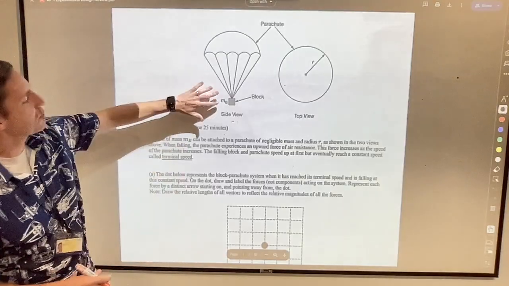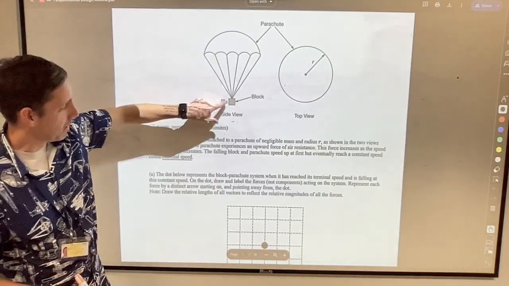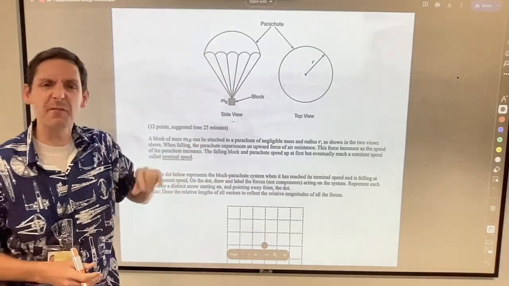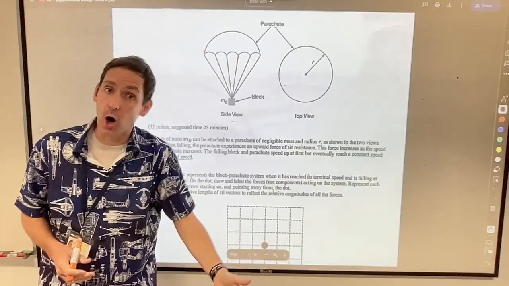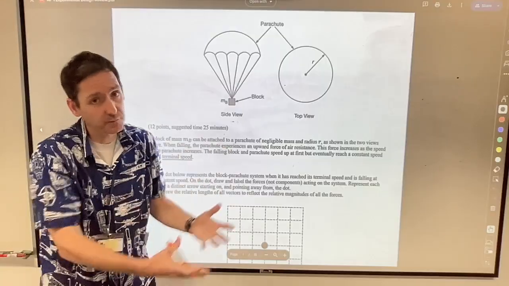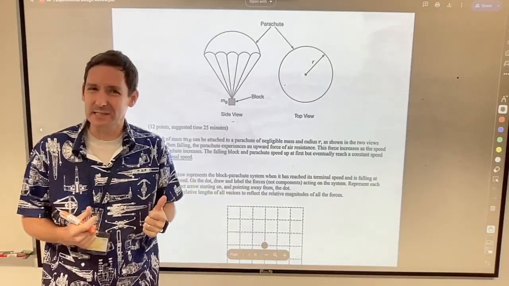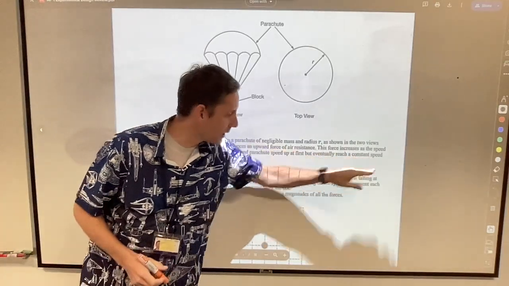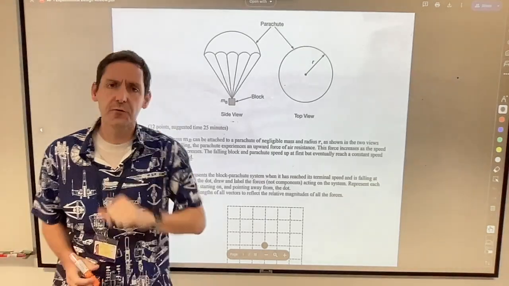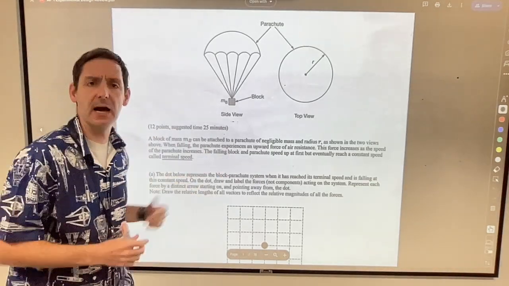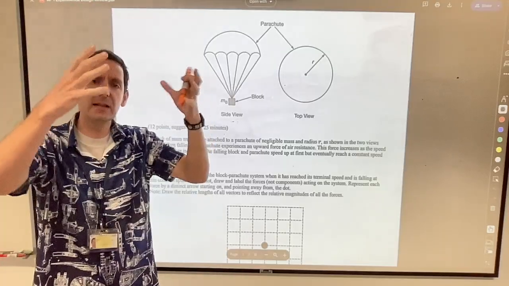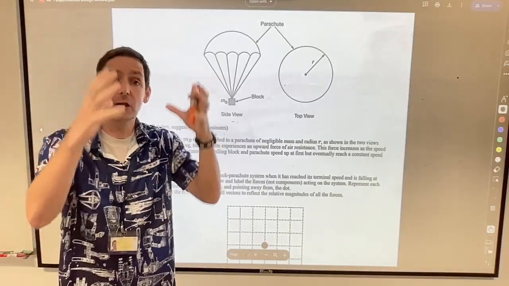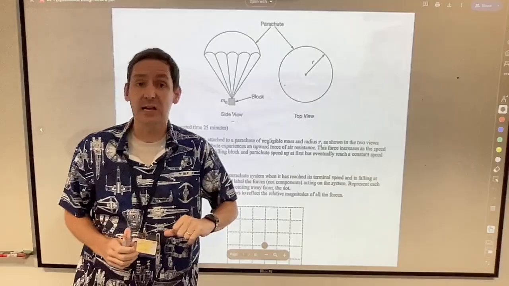All right? But essentially, we have a block that has a known mass. We're going to connect it to a parachute, and we're going to drop it. Now, obviously, when we drop it initially, it's going to fall pretty quickly. But as it goes faster and faster, we start to get more and more air resistance, right? And at some point, it says that eventually it will reach a constant speed called terminal speed. Now, hopefully you learned about that in class. If not, recognize that terminal speed is what happens when you finally get to the point where the object is not accelerating anymore. It's falling at a constant speed, and it does say that it reaches a constant speed.